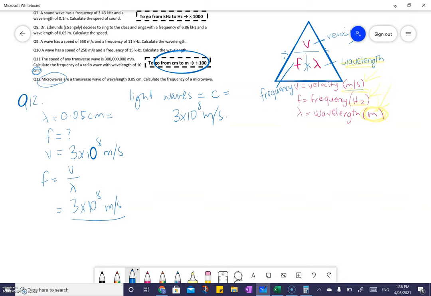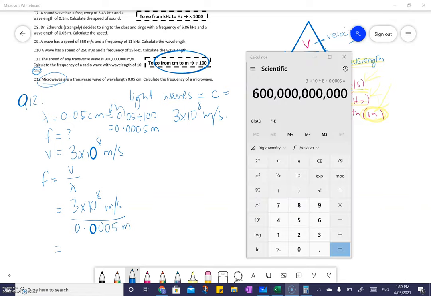Whoa. So what you need to think to yourself is, how am I going to do that? Well, it says it over here. You divide by 100. So 0.05 divided by 100. It's going to be an even smaller number. It's going to be 0.0005 meters. And then that's going to be such a huge number, 0.0005 meters.